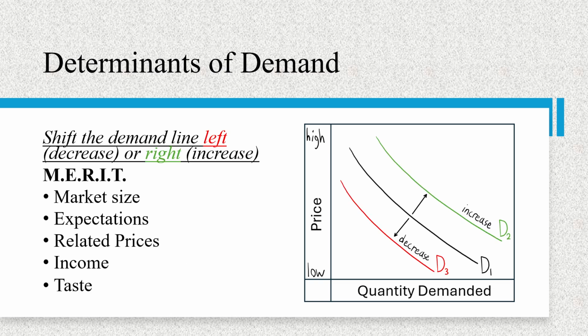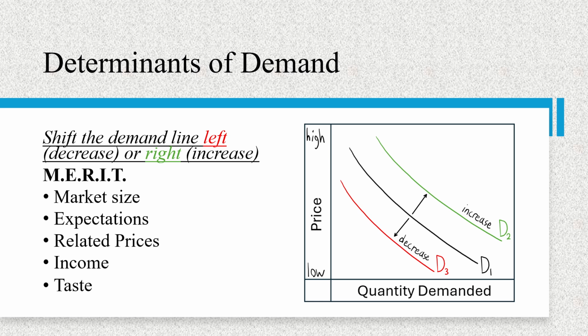So now we can analyze the determinants of demand, which either shift the demand line left for a decrease or right for an increase. And looking at the graph, we can see that it's a little more intuitive than supply, with an increase moving the line up and a decrease moving the line down. And you can see that at any given price, the quantity demanded may change based on the things that shift these demand lines. So you can remember what moves these demand lines through the acronym MERIT, which stands for market size, expectations, related prices, income, and taste.